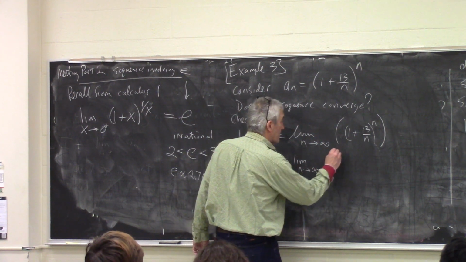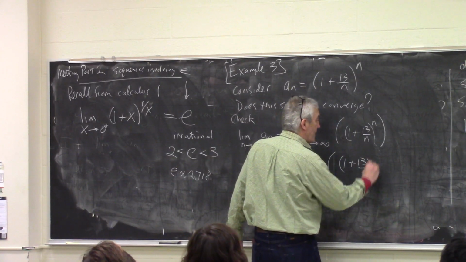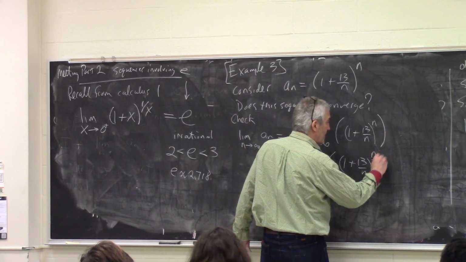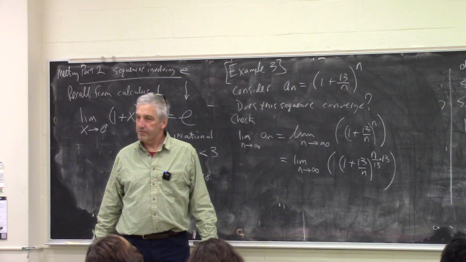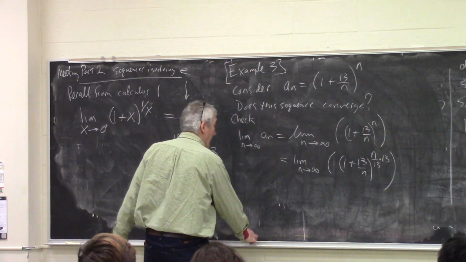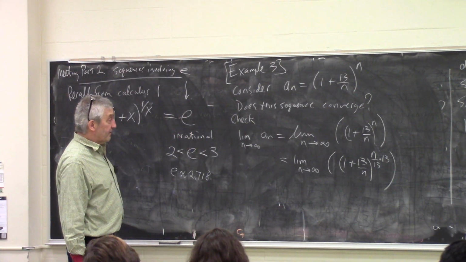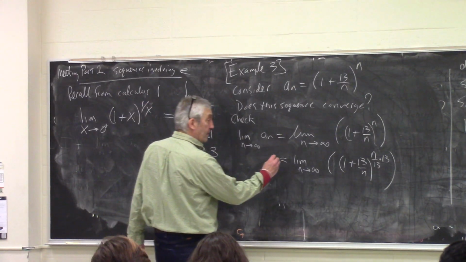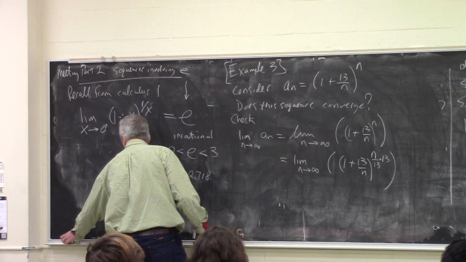I'm going to do a trick. This is (1 plus 13 over n) raised to the n over 13 times 13. I didn't do anything there. I just multiplied and divided by 13. But it's kind of magic. I mean, if this were Salem in the 1600s, I'd get burned. So this is a trick, knowing to do this.